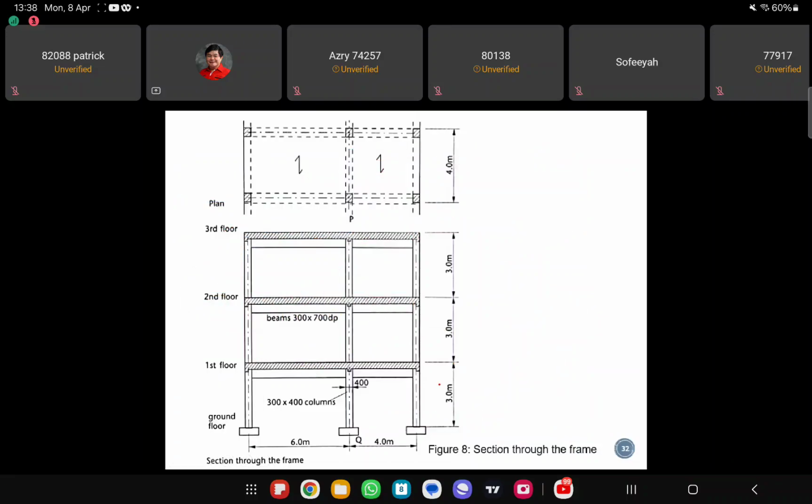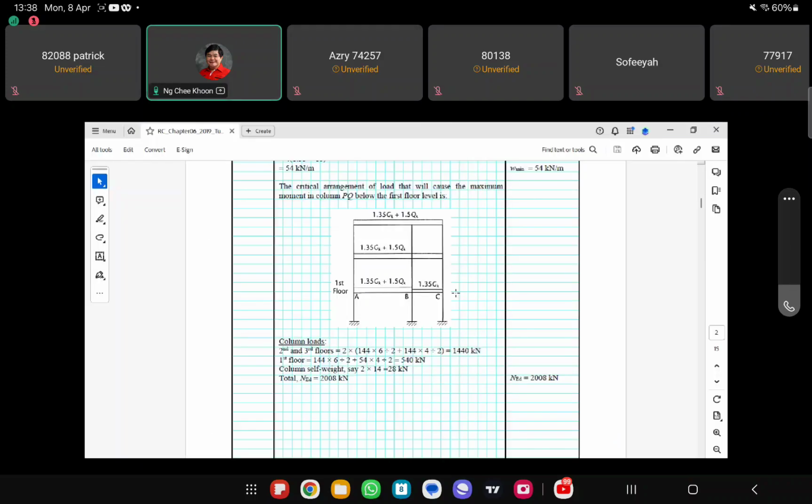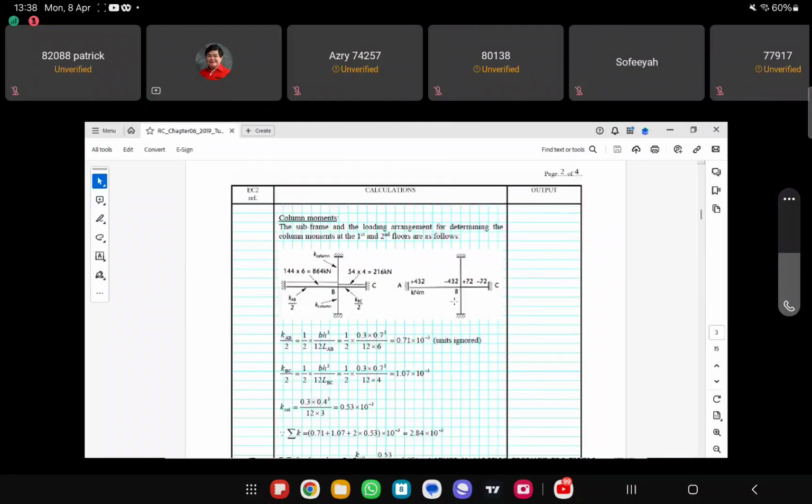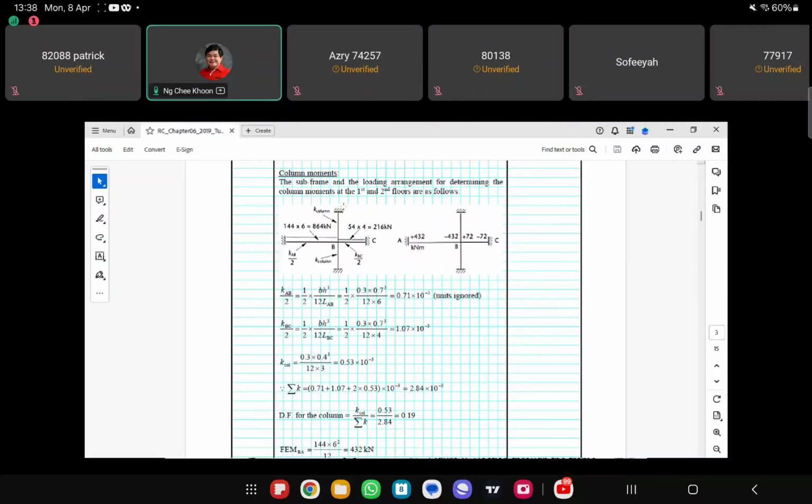Okay, so this column is 3 meter. This column is also 3 meter, right? So 3 meter, 3 meter, we use the length of the column to create the subframe. Okay, so this is 3 meter, this is also 3 meters, right? So this beam, the B is 300 mm and then the H is 700 mm, right?